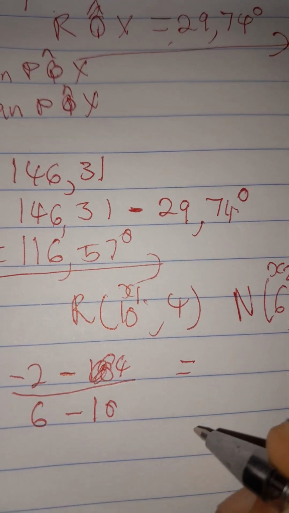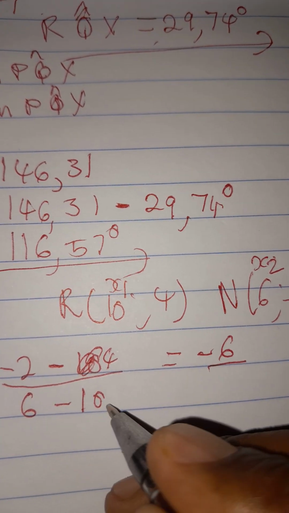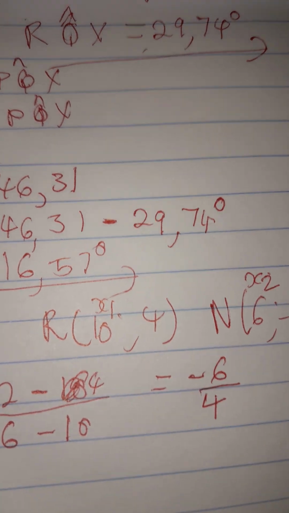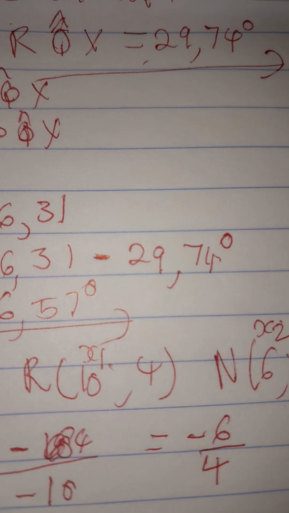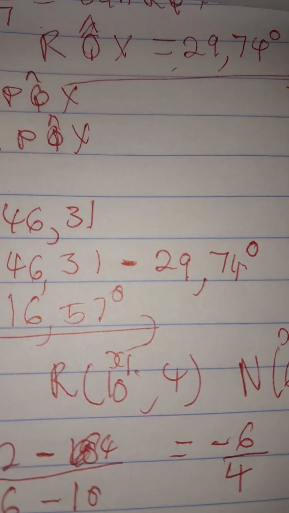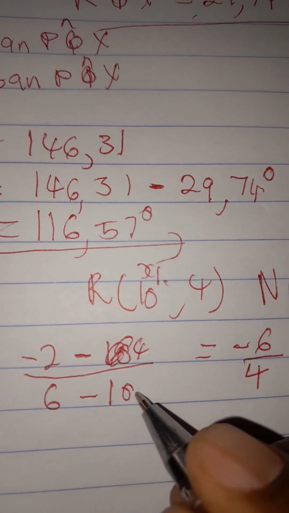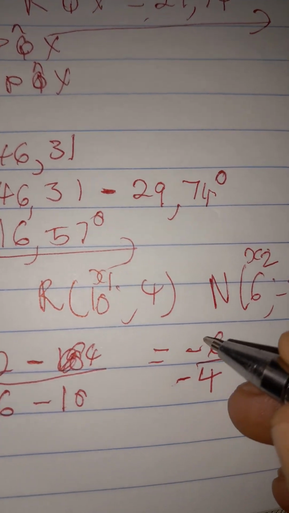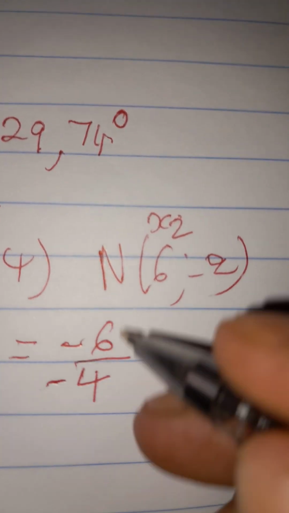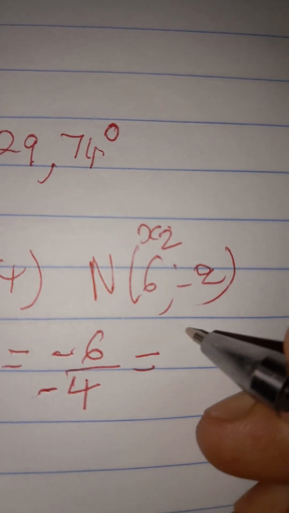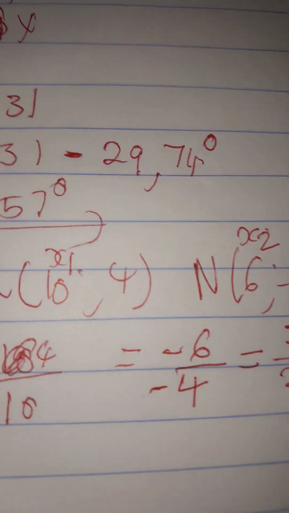So what is negative 2 minus 4? That will be negative 6. And what is 6 minus 10? That would be negative 4. So negative and negative is positive. So what is 6 divided by 4? When we divide the numerator and denominator by 2, we are going to have 3 over 2.